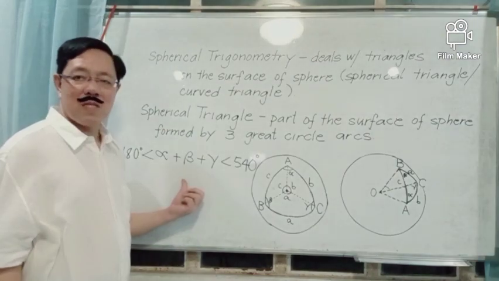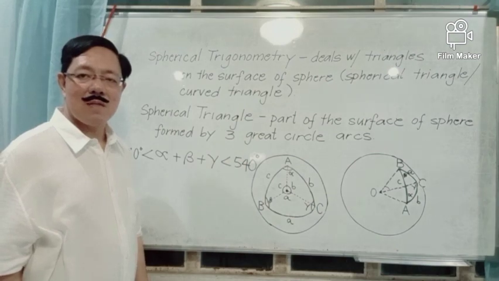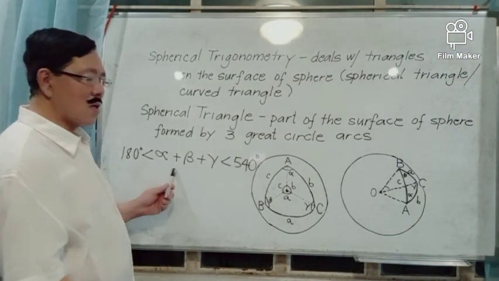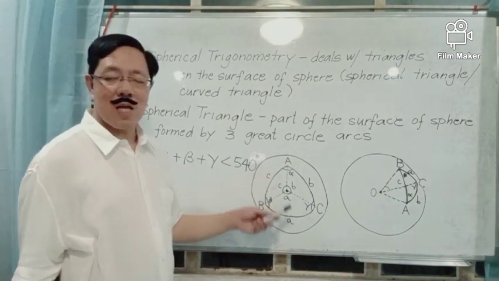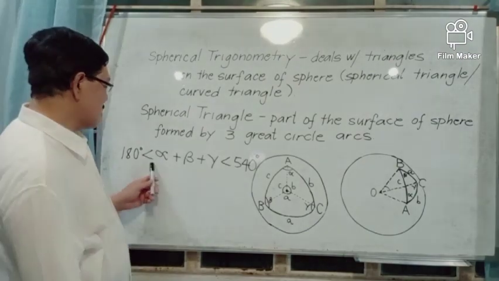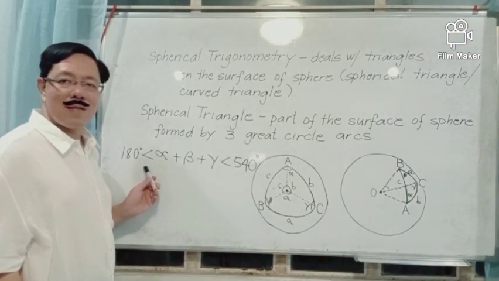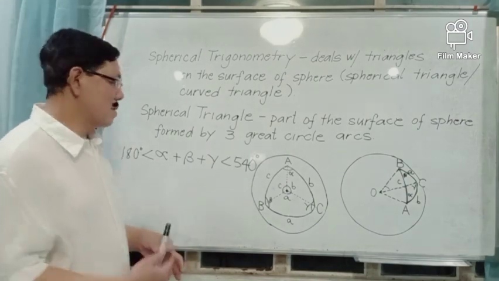So this is one basic property of the spherical triangle. The sum of the three surface angles, the angles formed by the intersection of two arcs of two great circles, can be more than 180 degrees, but less than 540 degrees.